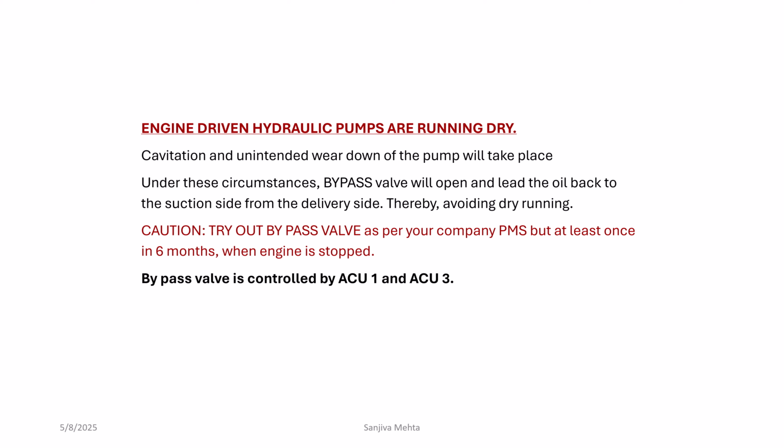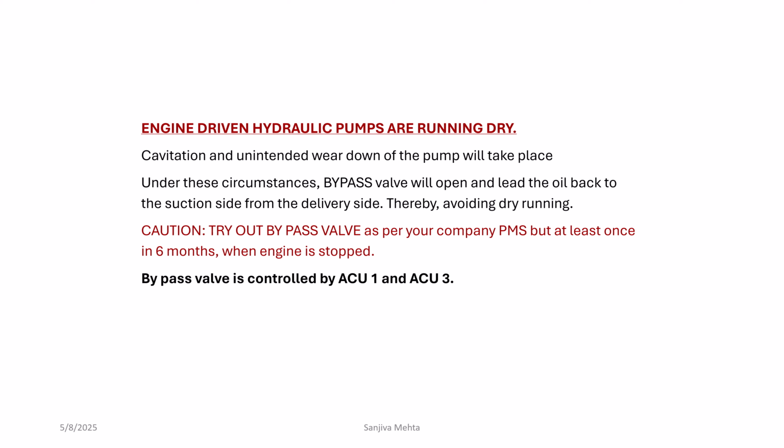Under these circumstances, the bypass valve will open and lead the oil back to the suction side from the delivery side, because on the delivery side some oil will be there, and the oil is not going anywhere, doing nothing now. The engine is practically stopped, fuel valve, nothing is happening, no power. The bypass valve will open and lead the oil back to the suction side from the delivery side, thereby avoiding dry running. That means a closed circuit will be set up: oil will discharge through the bypass valve and come back to suction. Even though the main lube pump is not running, the pumps are getting oil, so they are not running dry.